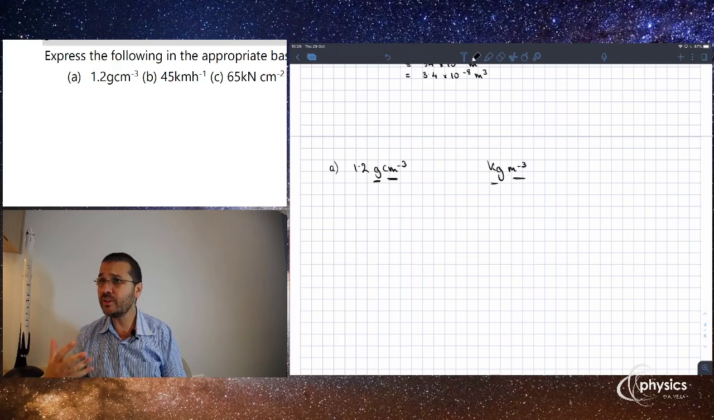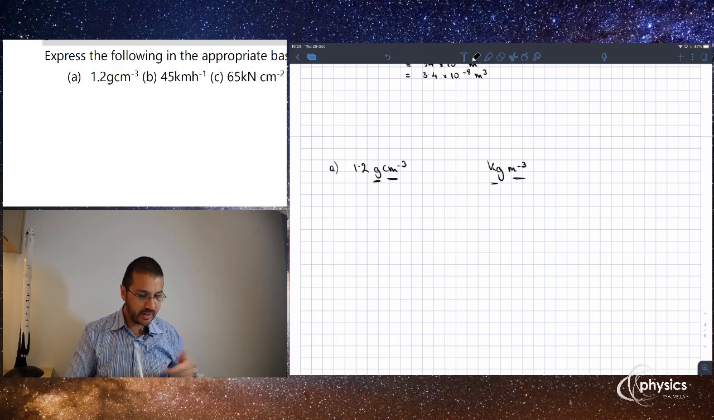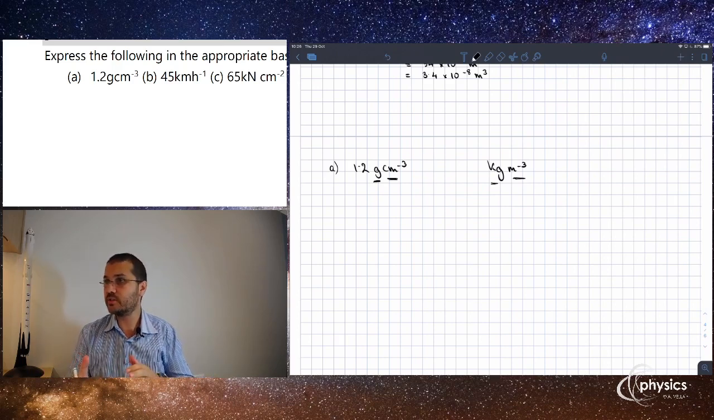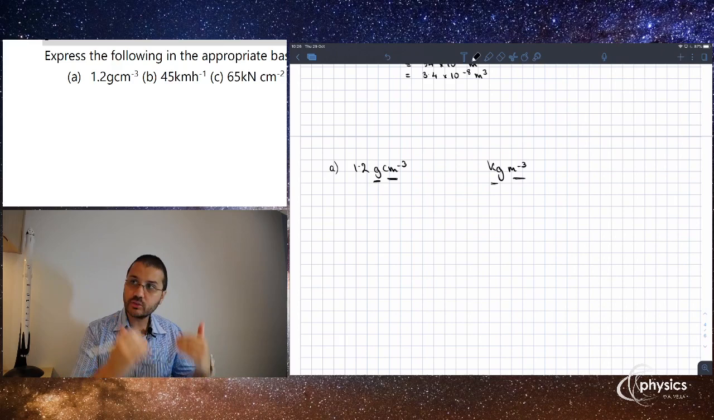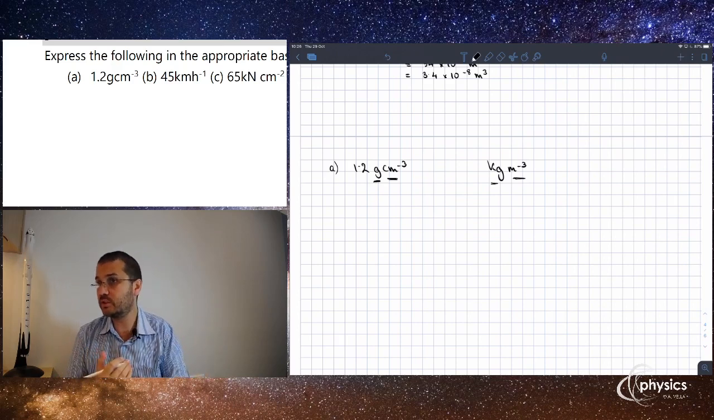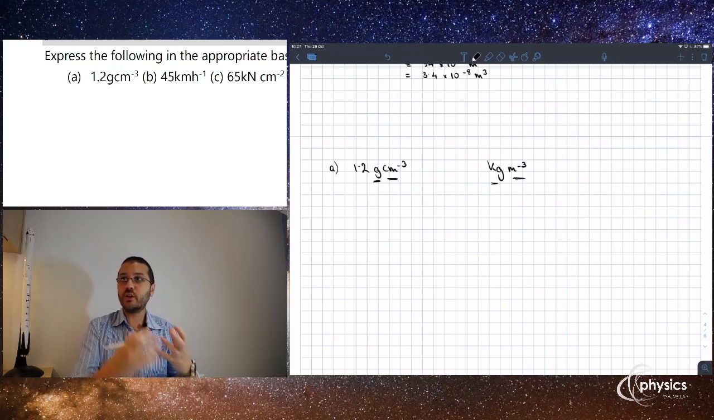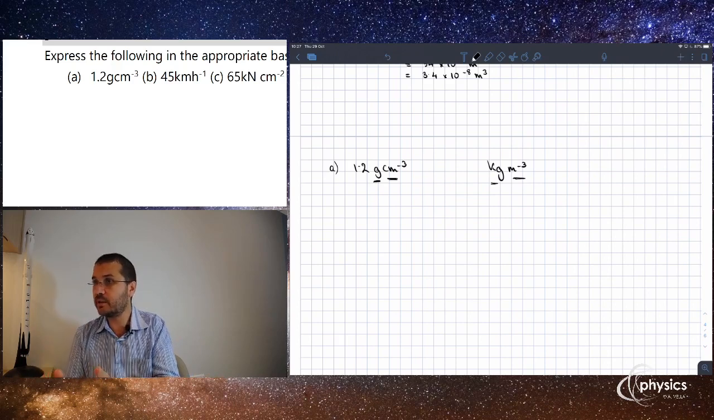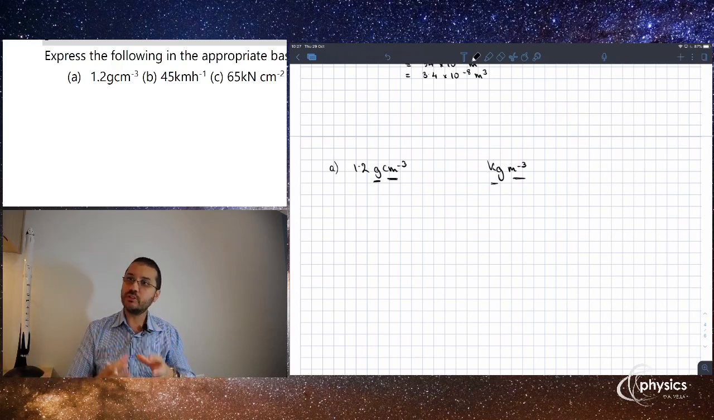Now, one of the common mistakes students make in these types of conversions is that they convert the grams to kilograms and they forget to convert the centimeters cubed into meters cubed. It's a very, very common mistake. And you have to master this type of conversion because it's very common in physics, especially when we're going to do linear motion in the next few weeks. All right, we're going to have a lot of velocities in kilometers per hour, which we have to change to meters per second, to be able to use them in formulas. So you need to know how to do it.